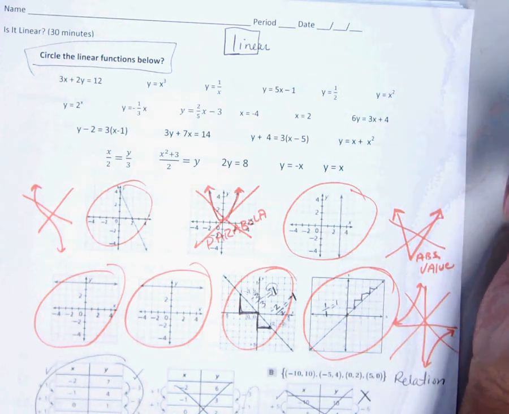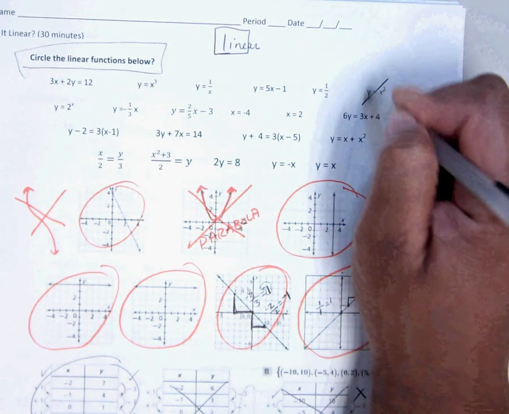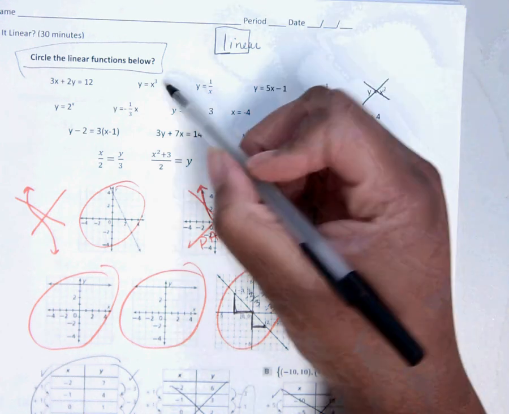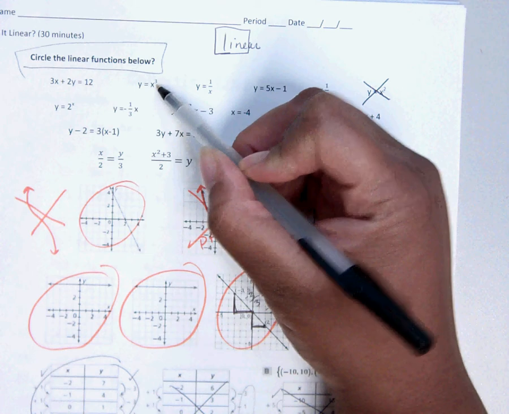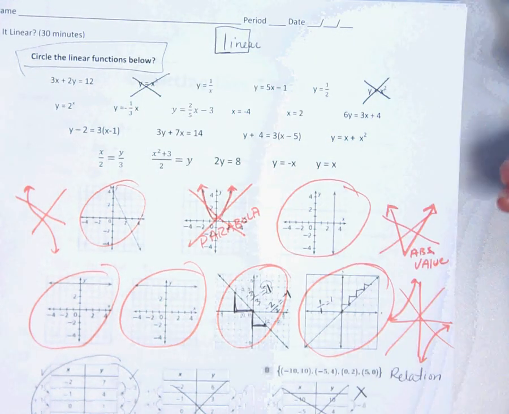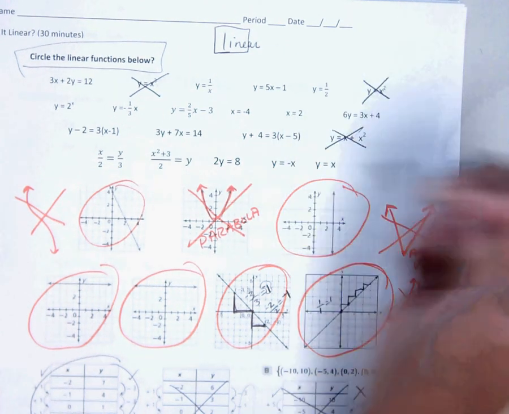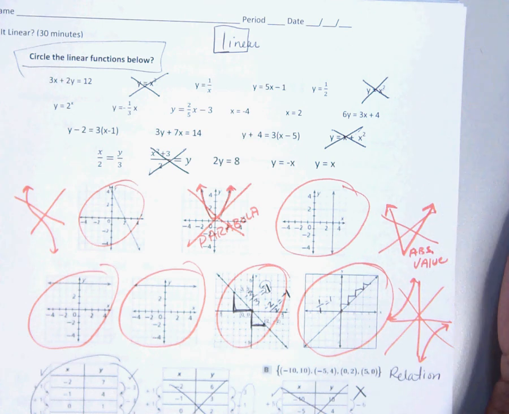So if I see a square, it's not linear. If I see a cube, or length with height, 3 dimensions, it's not linear. So I can get rid of those automatically. Do you see any other squares? Good job.